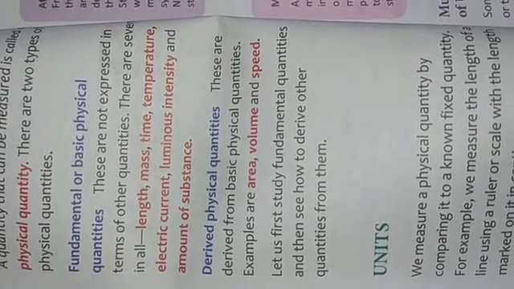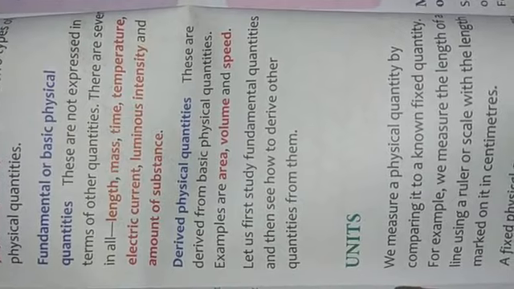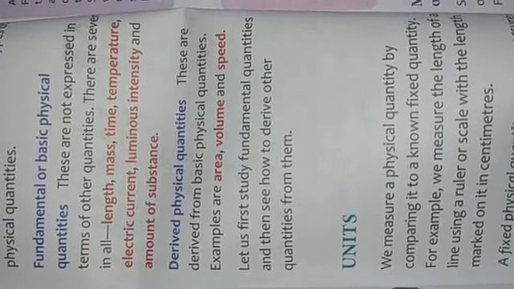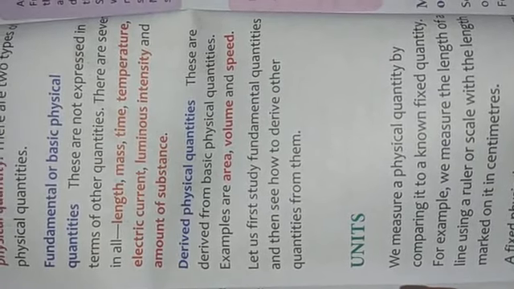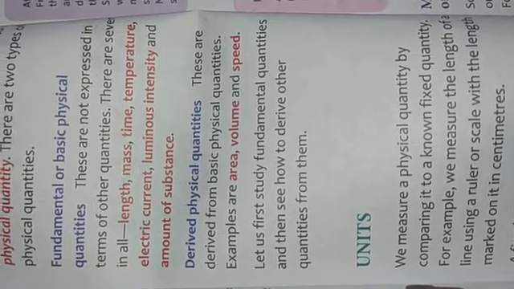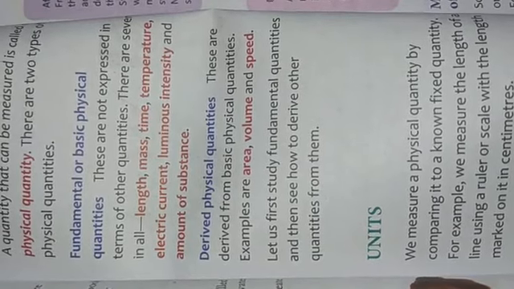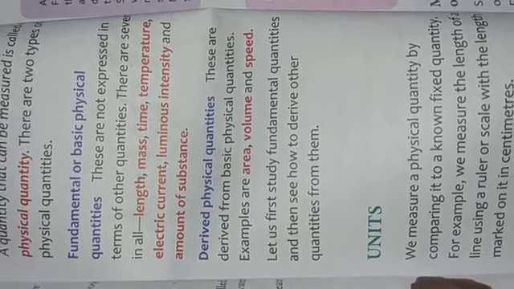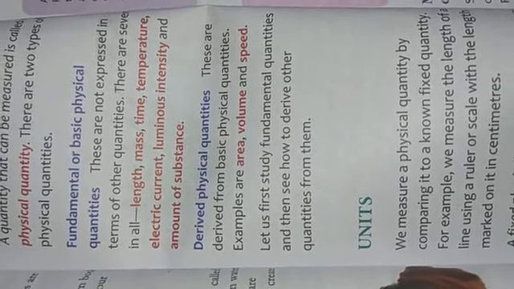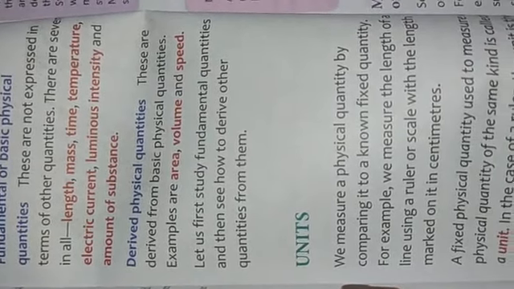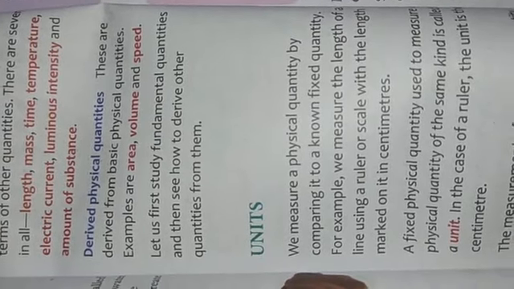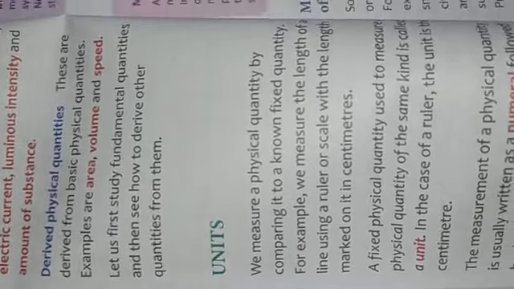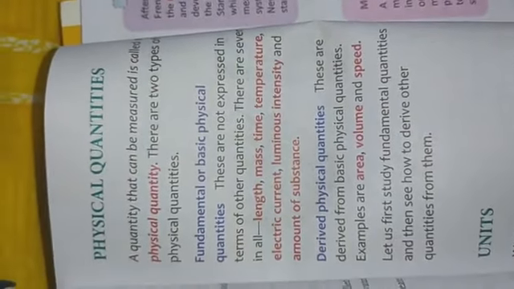So now derived units. Derived physical quantities mean those quantities which are derived from the basic physical quantities. For example, area of a rectangle, its unit is meter square or centimeter square; volume, centimeter cube; speed, kilometer per hour. These are derived units because they came from distance and time. Area is length into breadth. Length unit is meter, breadth unit is meter, so in this way it forms what? Meter square. Okay. So derived physical units are derived from the basic physical quantities.